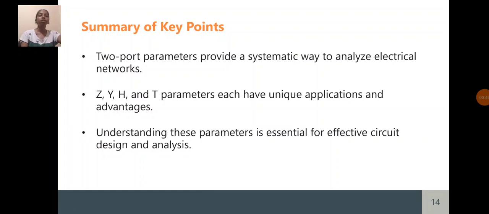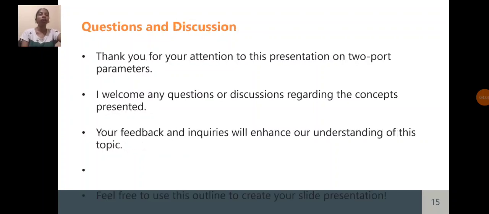So, the summary of the key points: two-port networks provide a systematic way to analyze electrical networks. Z, Y, H, and ABCD parameters each have unique applications and advantages. Understanding these parameters is essential for effective circuit design and analysis.